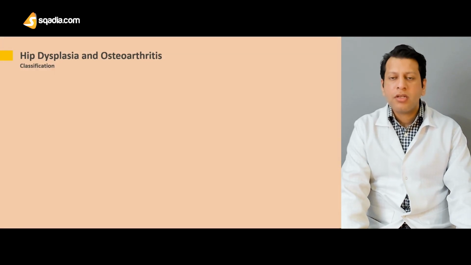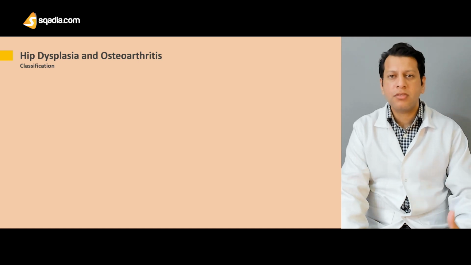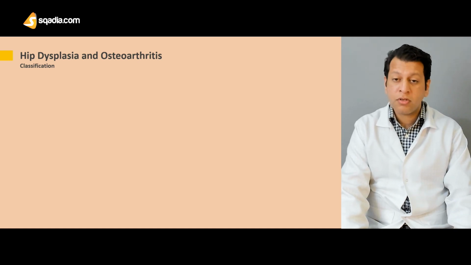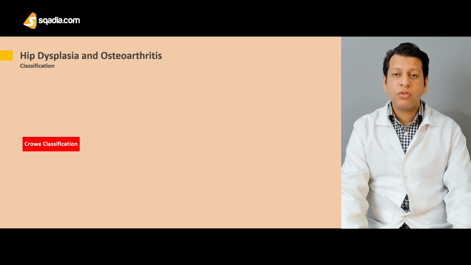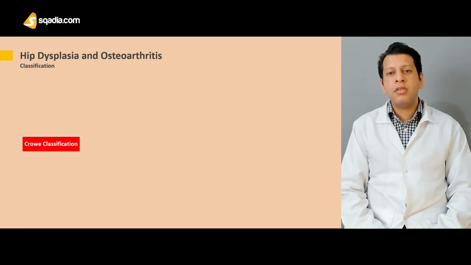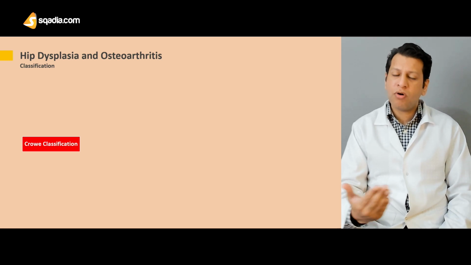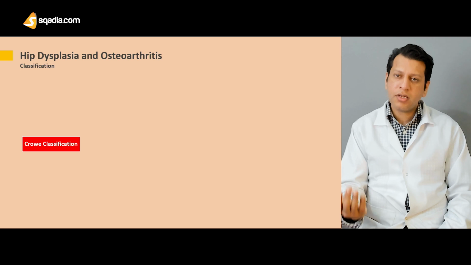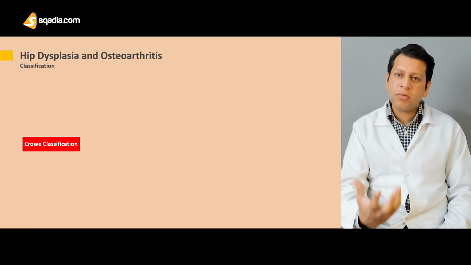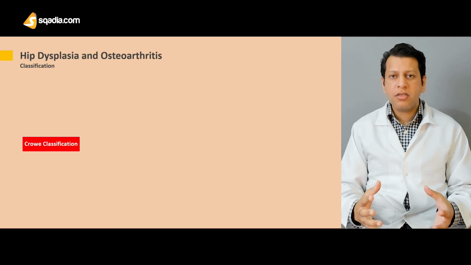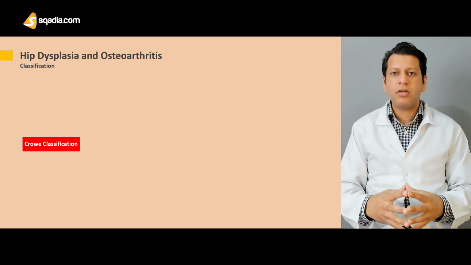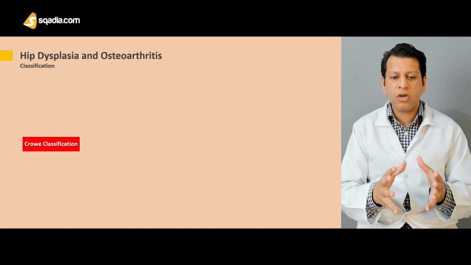There is a classification called the Crowe classification. This classification helps us distinguish how much dysplasia there is at the hip, and how much needs to be done. The Crowe classification has two forms: one is how much undercoverage of the head there is, and the other is related to how much acetabular dysplasia there is. Combining these two leads to the Crowe classification.